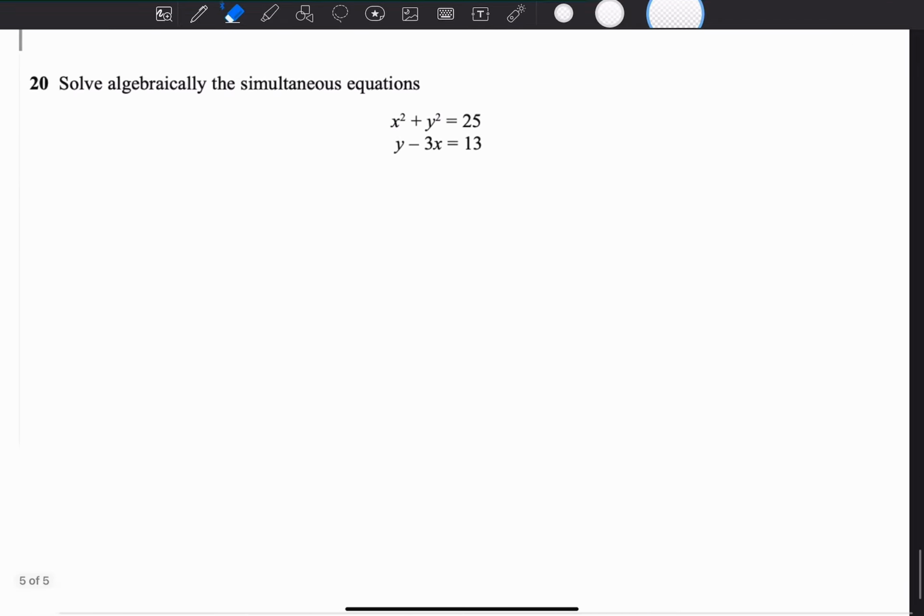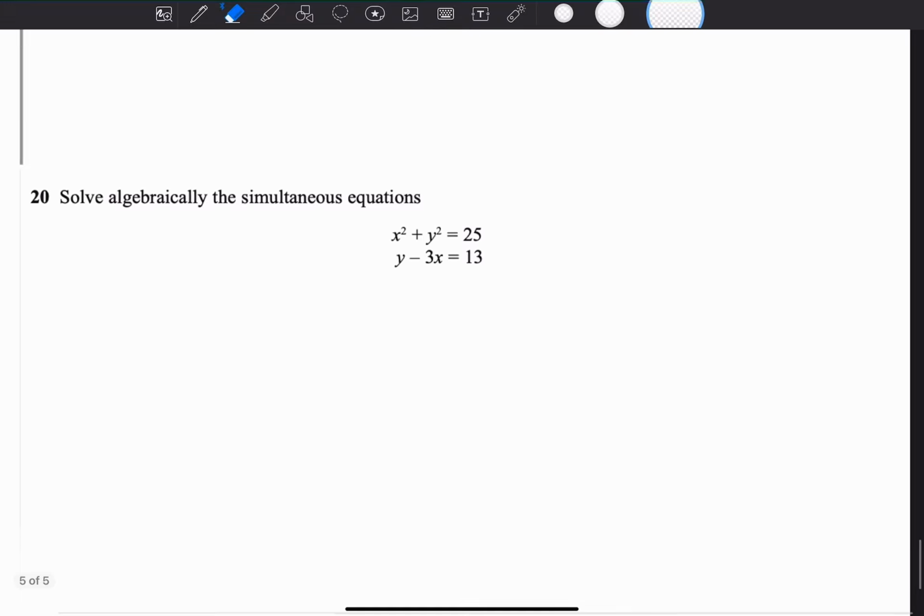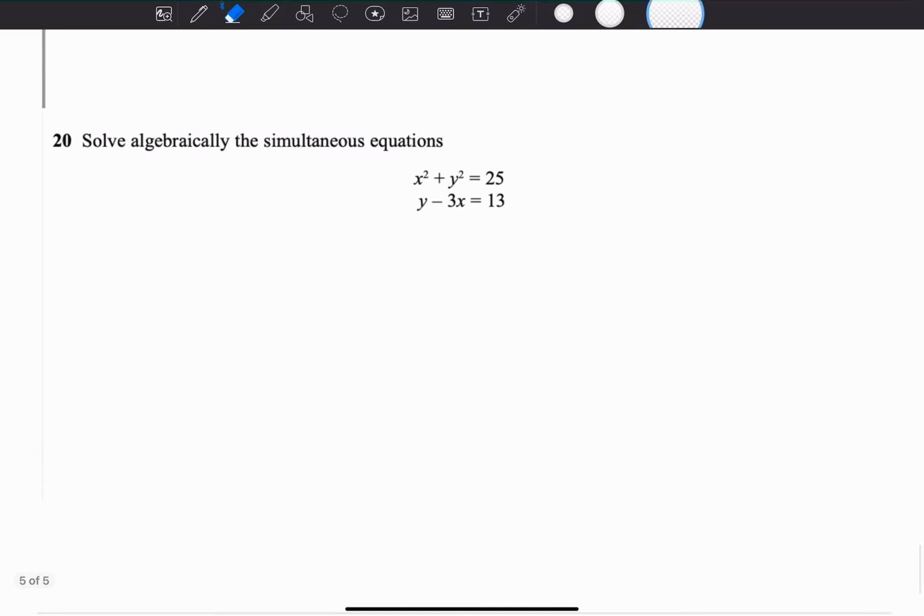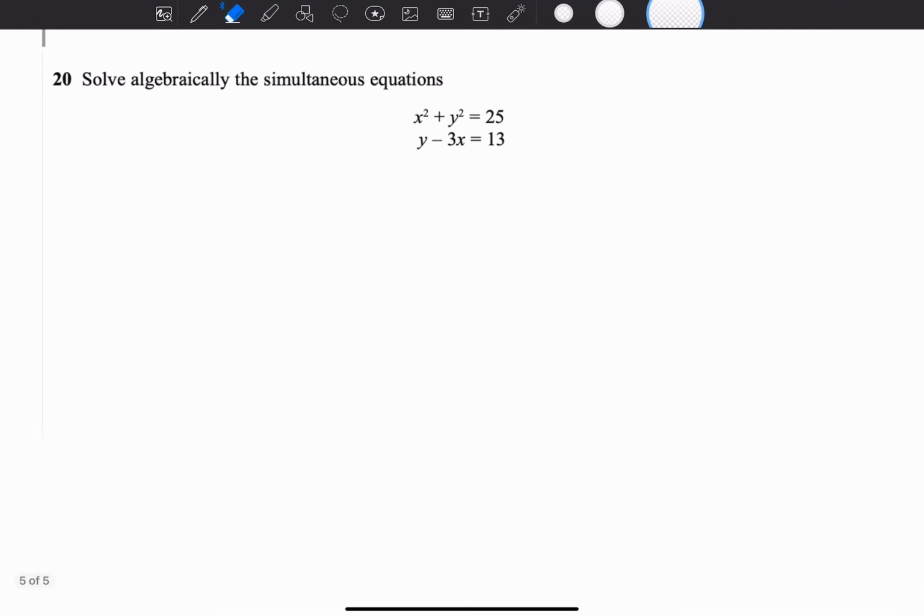Okay, I'll do the last question first. It's a bit easier, and then I'll go into the harder one. That will make more sense.